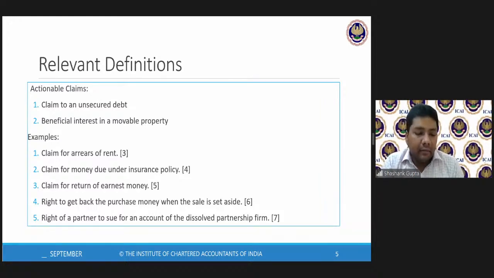I understand there would be certain queries around this actionable claim also. I would request you to place your queries on actionable claim. We'll take those queries on actionable claim. Once we conclude our queries, we'll take a break for 10 minutes and thereafter we will resume our class. Okay, so I'm moving to the query box. Any queries for the actionable claim?